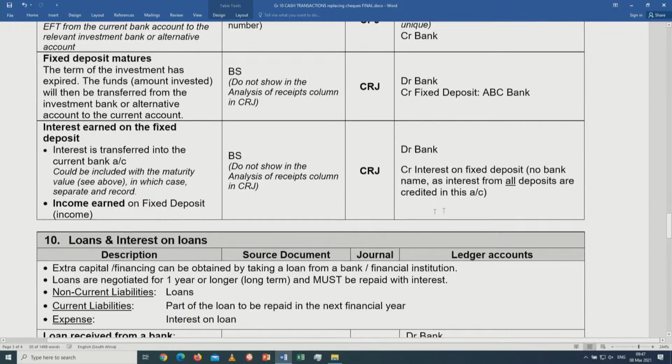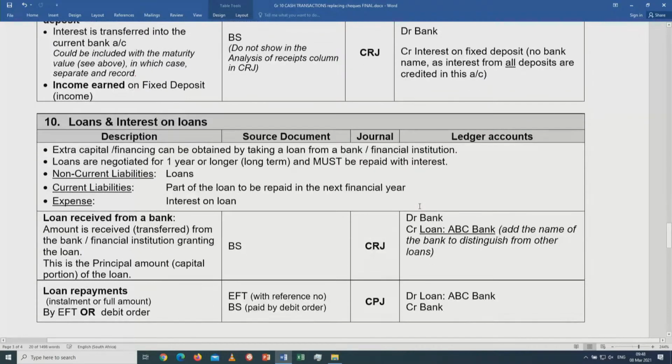And then interest earned on fixed deposit. Also the interest, you do not show it in the analysis of receipts column. Interest is transferred into the bank account, and then it could be included with the maturity value. See above. In each case, separate and record. Income earned on the fixed deposit is an income. Then you record that under the cash receipts journal. You debit the bank, then you credit the interest on fixed deposit. No bank name, and interest from all deposits is credited in one account.